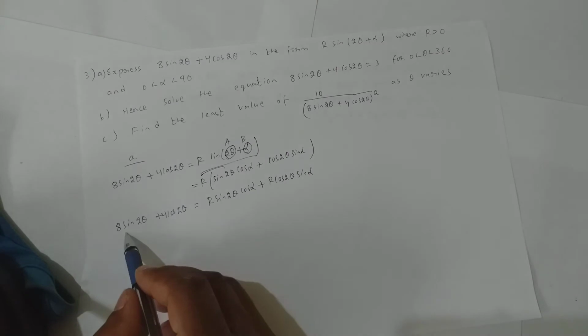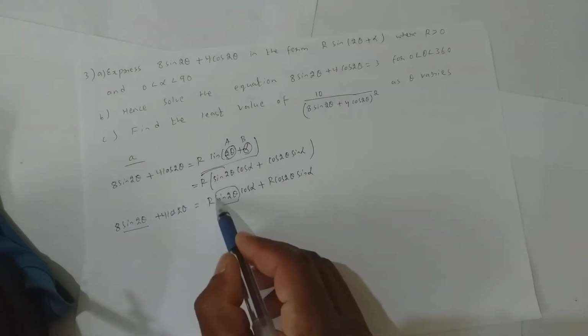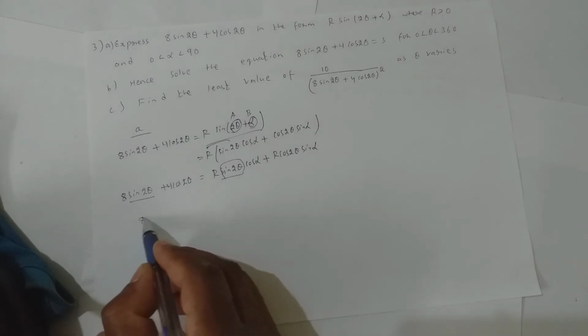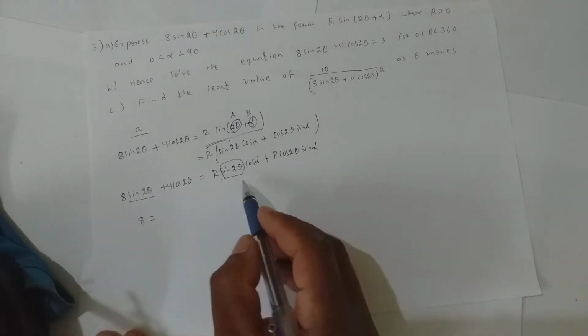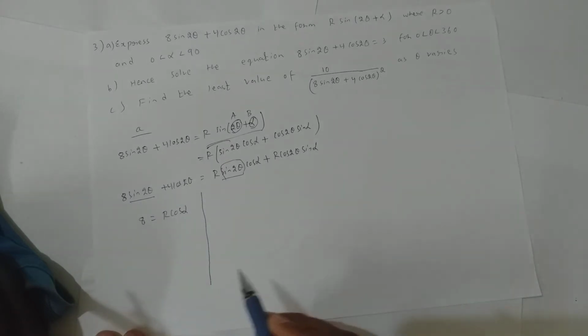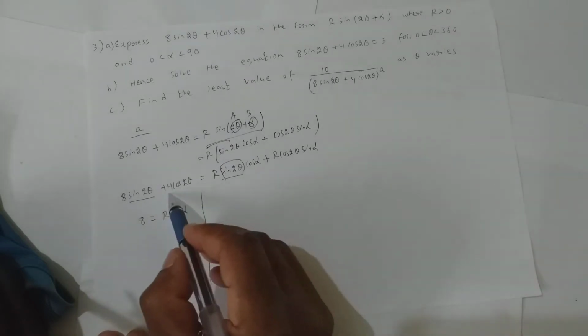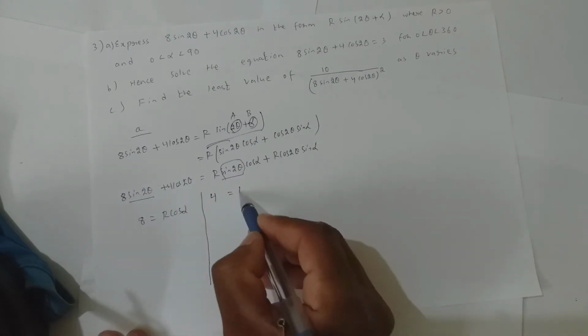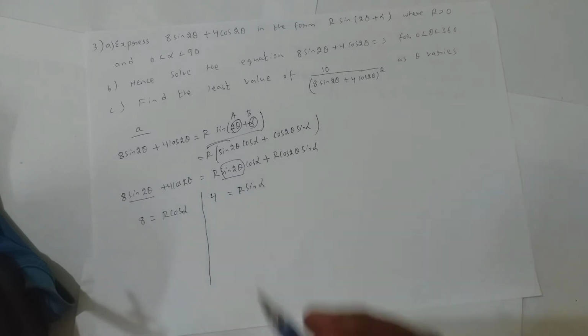Now start comparing. Next step. 8 sine 2 theta and sine 2 theta. So before sine 2 theta I have 8 on this side. On this side I have r cos alpha. And next, before cos 2 theta I have 4. And on the other side it is r sine alpha. If you put a positive sign, it doesn't make any difference. But whenever a negative sign is there, it must and should be specified.